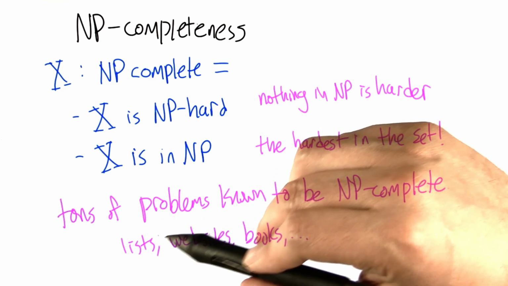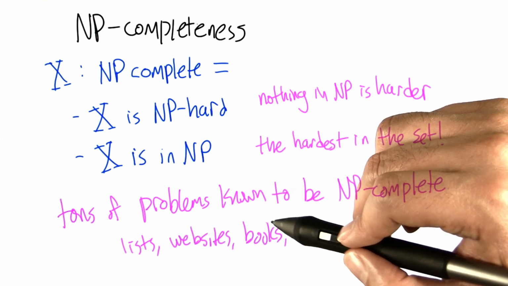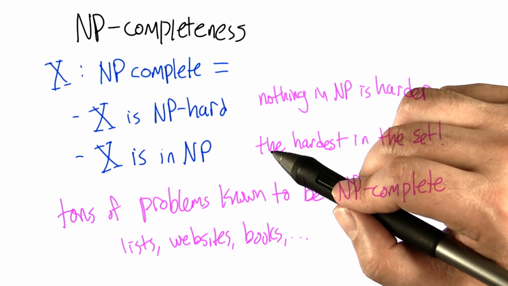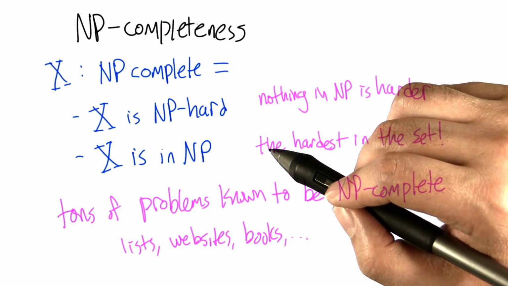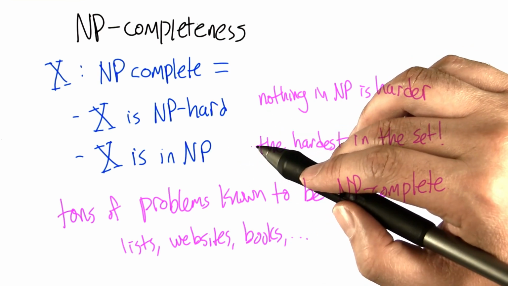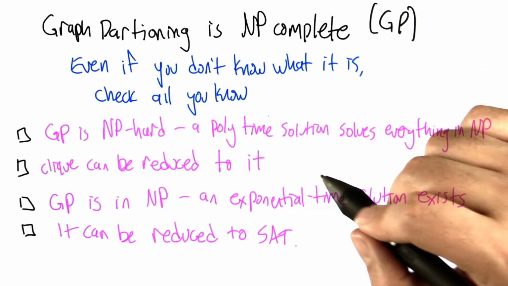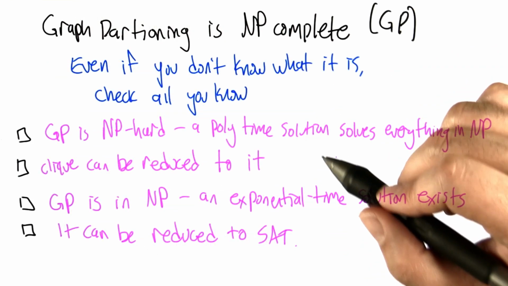There's lists, there's online websites that list lots of problems. There's wonderfully written books that lay out problem after problem after problem. And sometimes they're really natural extensions of each other, and sometimes it's really quite interesting to see how they're connected to each other. Saying that some problem is NP-complete tells us an awful lot about that problem.